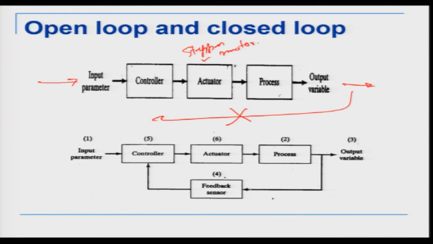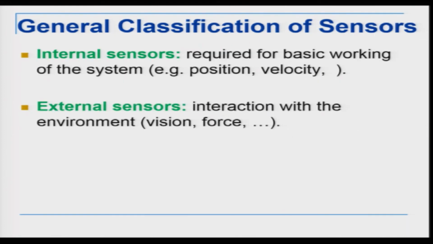The other is the closed loop, where you have a controller, actuator, process, and you have a sensor feedback. So, this is my closed loop. Now, robots would generally come under this, okay, because we want very accurate control, and because of which we use this closed loop control system. Now, general sensors classification. So, we will start off with sensors.